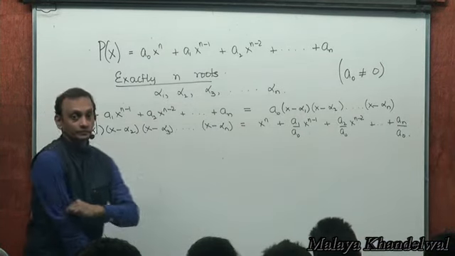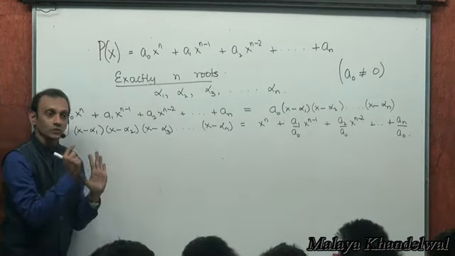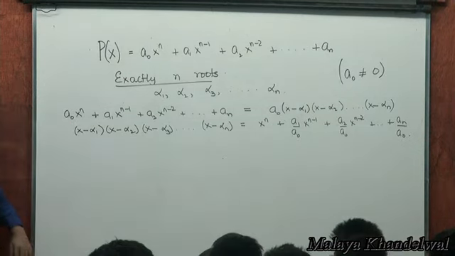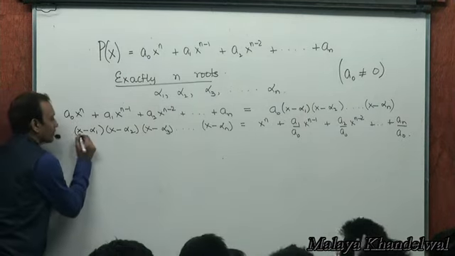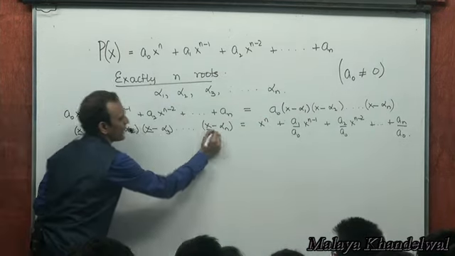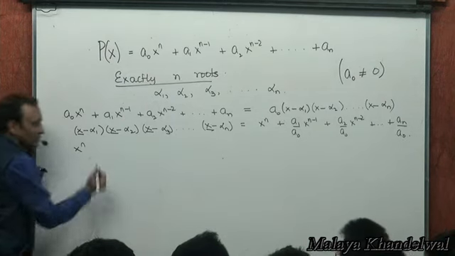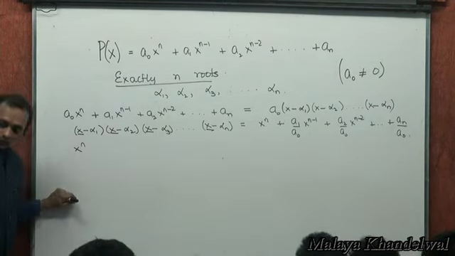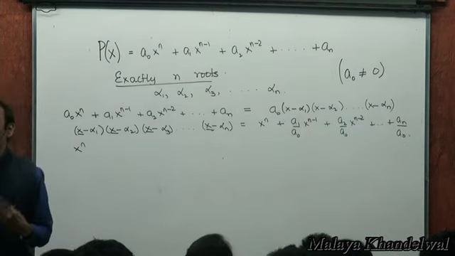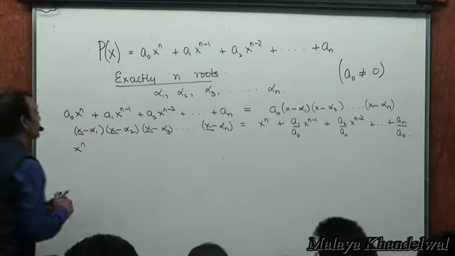Now, let me expand the left hand side, okay? In descending powers of x, x into x into x into x, that makes it x^n, right? The first term, yes or no? Yes, sir. Now, the next term, which is the coefficient of x^(n-1), this is x^n, the next term would be x^(n-1) into something, right?